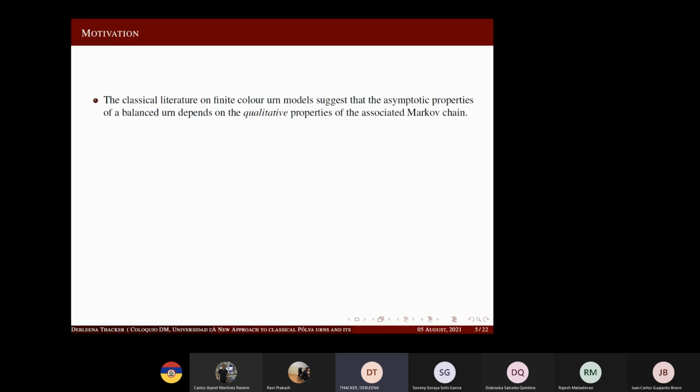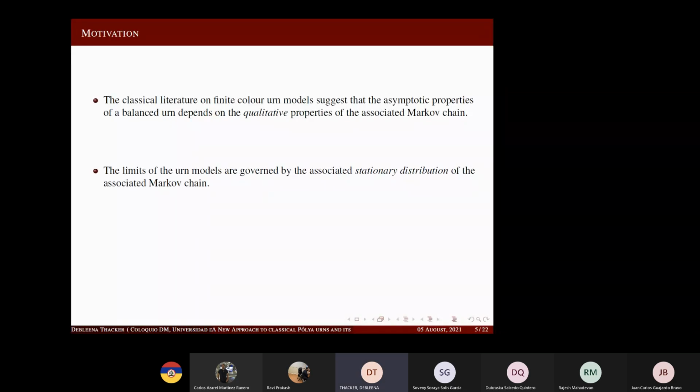But the purpose of this associated Markov chain is the following: the classical literature on finite color models has always suggested that the asymptotics of these urn models are guided by the qualitative properties. By qualitative properties, I mean, for example, transience or recurrence or positive recurrence. Well, we are in a finite case, so let's not say everything is positive recurrence, let's say just recurrence. So the asymptotic properties of the urn model, that means Un by n, are completely determined by the qualitative properties of the associated Markov chain.